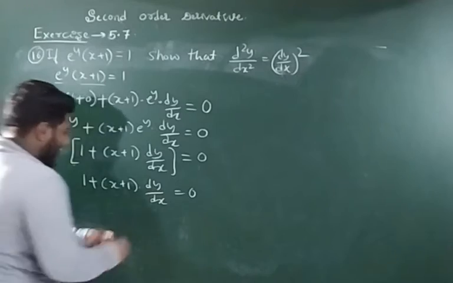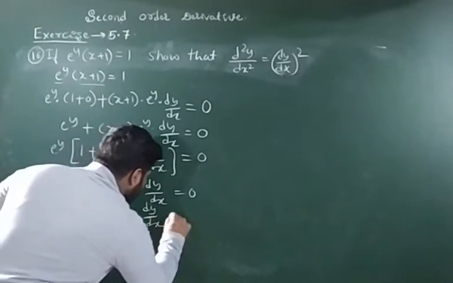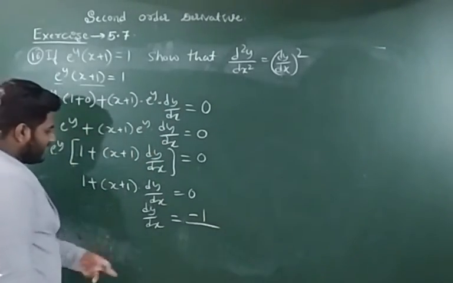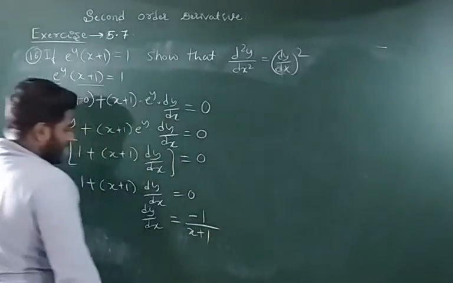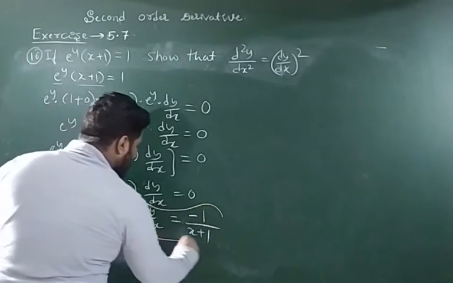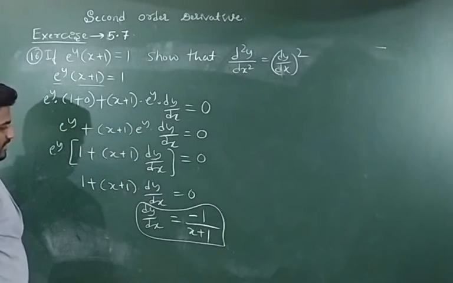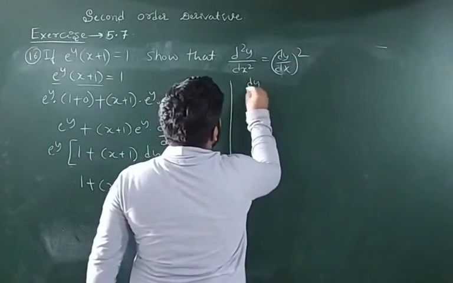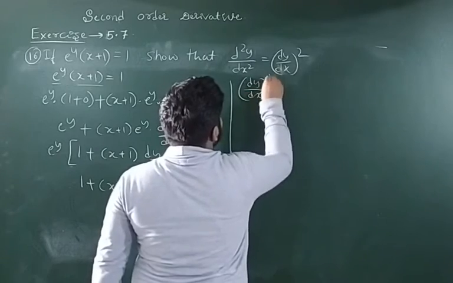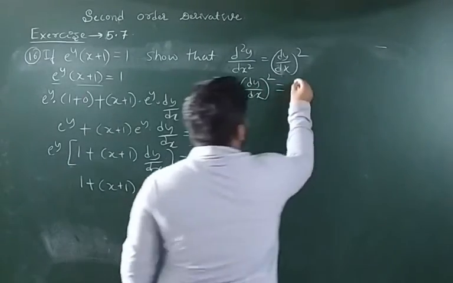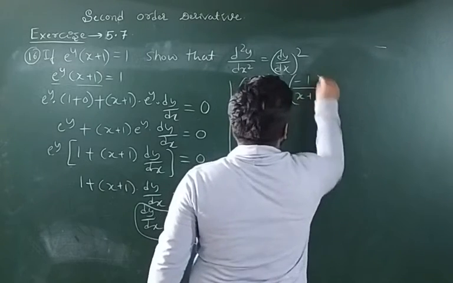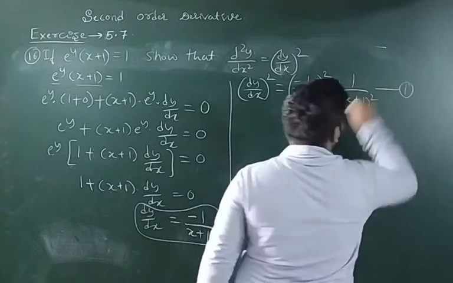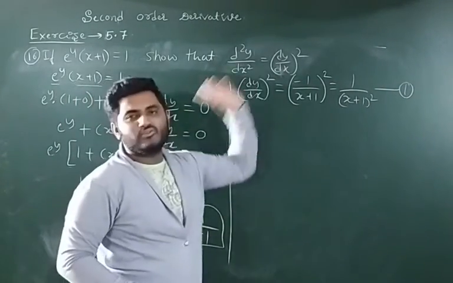Take this entire thing to this side. So dy by dx equal to, take 1 to this side, becomes minus 1, divided by x plus 1. So this is what we got for dy by dx. Then find out the square of this one. What is the square of this one? It is (dy by dx) whole square, nothing but this entire square. Minus 1 by (x plus 1) whole square is nothing but 1 divided by (x plus 1) whole square. This is equation number 1. We got (dy by dx) whole square now.